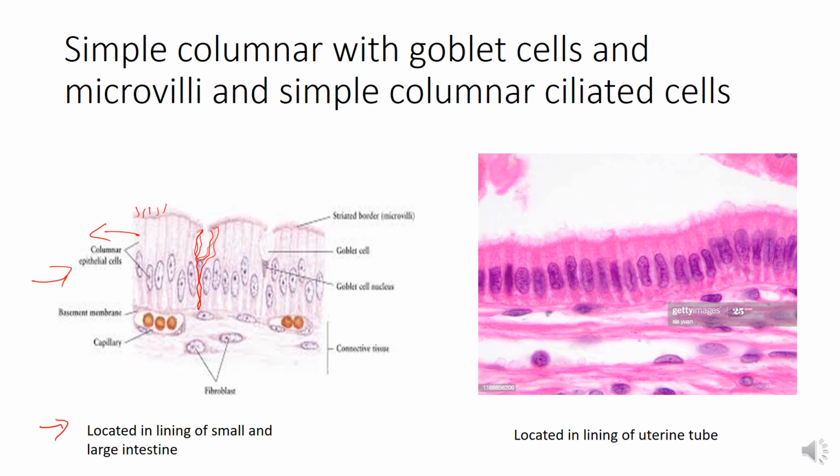The other type is simple columnar ciliated epithelium. Now this is located in the lining of the uterine tube, and you can see the cilia on the surface of the simple columnar cells. You can see the nuclei lying in one row, and the cells are column shaped, that is, more in height than in width.